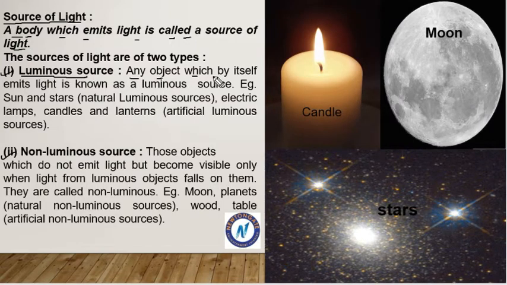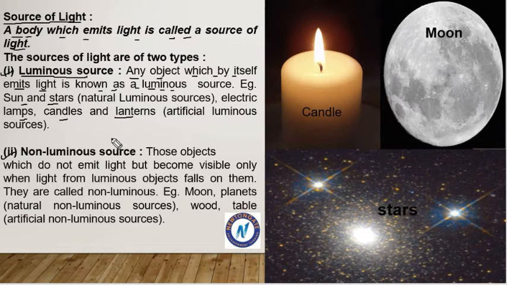Any object which by itself emits light is known as a luminous source. That means अगर किसी ऑब्जेक्ट का अपना खुद का लाइट है जो कि वो emit कर रहा है, we can call it as a luminous source, right? For example, sun, stars, lamps, candles, lanterns, etc.